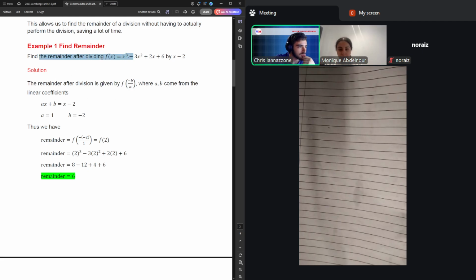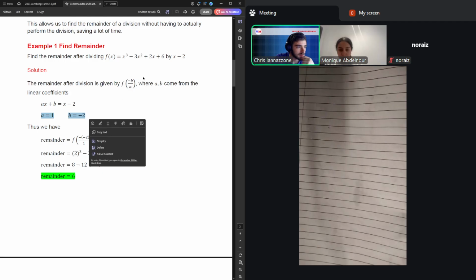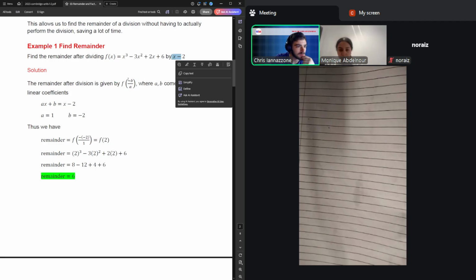So how's that work? Well, it's basically just plug and play at that point. If we want to find the remainder after dividing our polynomial by this linear, first things first, figure out what a and b are. A, coefficient of the x, so that's just going to be 1, and b, the constant, so that's going to be negative 2. Nice and easy.